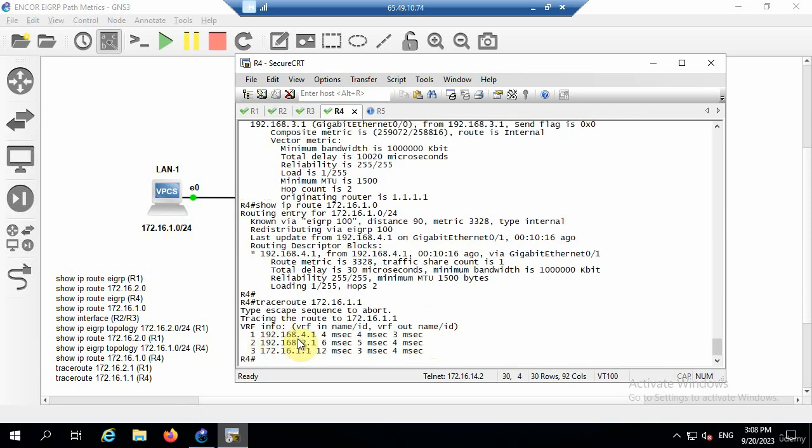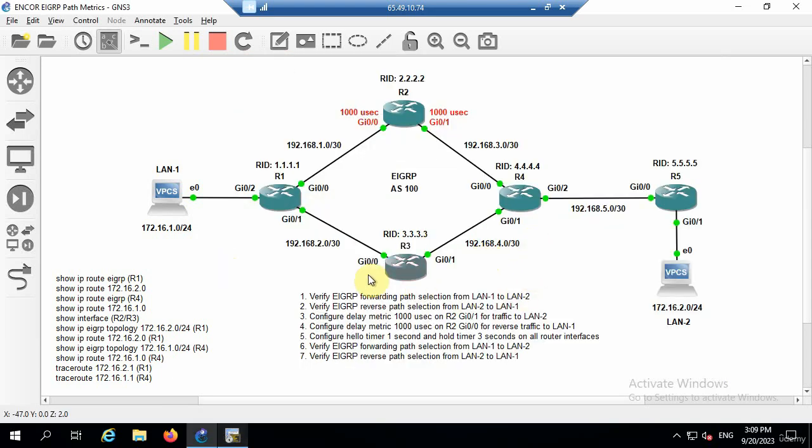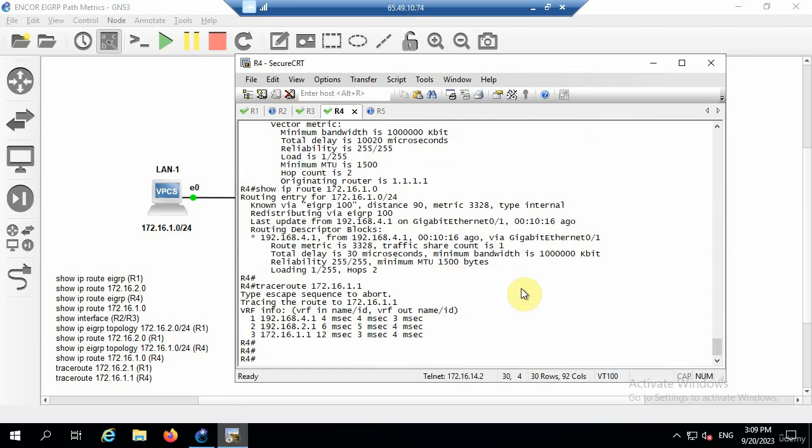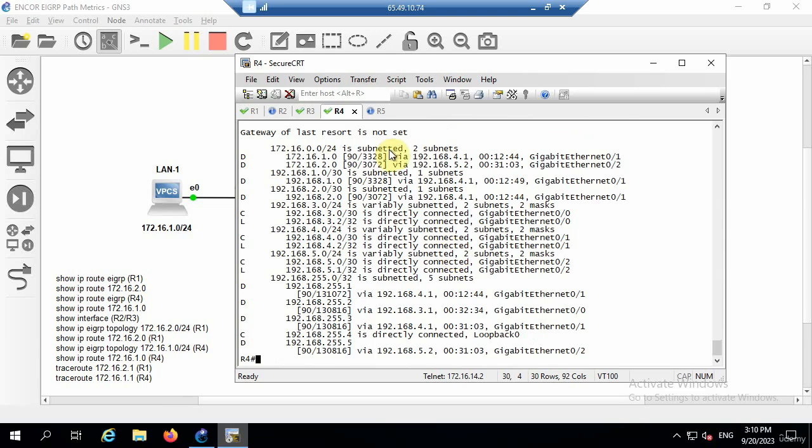So it's 192.168.4.1, and then on to 2.1, then the destination 172.16.1.1. That's LAN 1. So there's the 4 subnet, there's the 2 subnet, so it's taking the same reverse path to LAN 1. And as mentioned, with EIGRP, it only puts one route into the routing table unless there are equal metrics and there's load balancing. So I'll show you the global routing table. And notice there 172.16.1 via 4.1. It's only a single route.